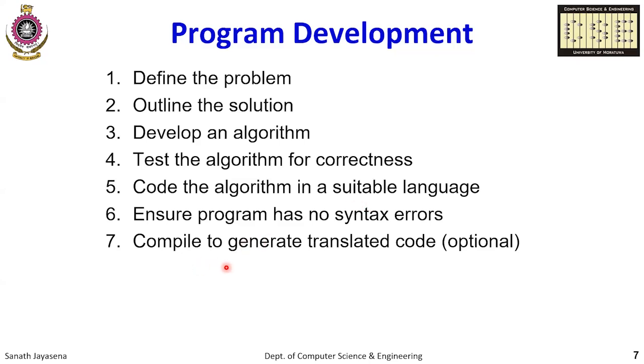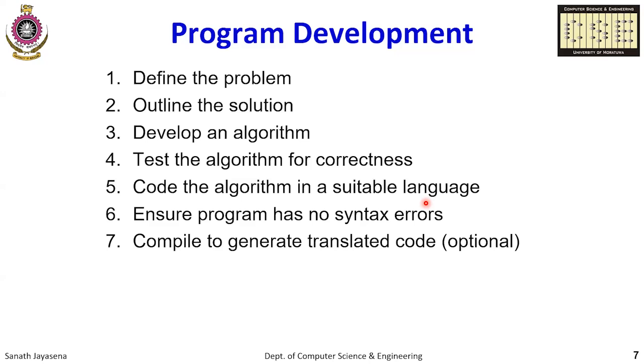Now, as an optional step, as the next one, we say compile to generate translated code. We say optional because the program that you write is in what we call a high-level language. Java and Python are high-level languages. These are understood by humans, which is why humans use those languages to program, right? But the computer doesn't understand that language. The computer understands machine language, which is binary code, and therefore, in order to actually execute this program, it has to be translated into machine code.